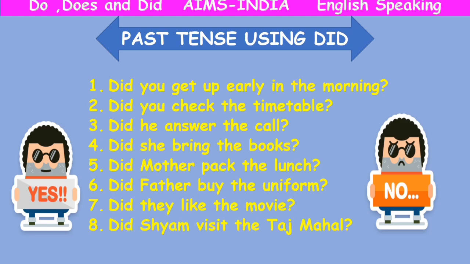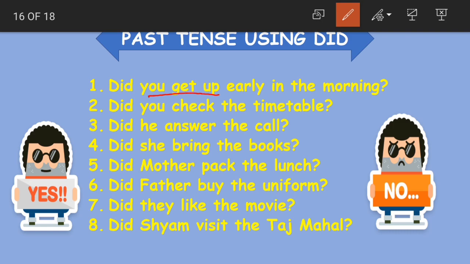Now, when do we have to use did? When the sentence is in the past tense. So when we want to talk about things which have already happened in the past. Okay, see here. Did you get up early in the morning? Maybe this question is asked in the afternoon or in the evening, but the morning has already passed. So that is why did has come.